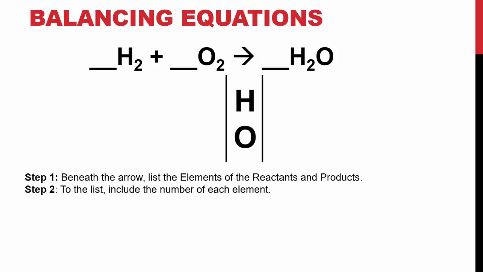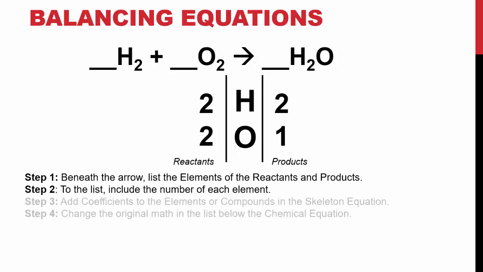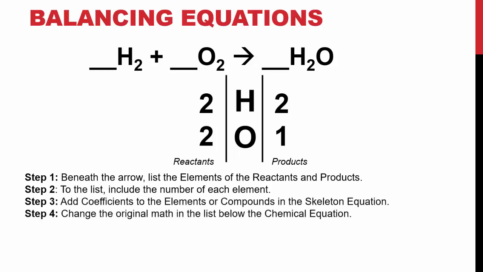To the list, I then include the number of each element for the reactants and products. I have 2 hydrogens and 2 oxygens in our reactants, so they go on the left-hand side. And I have 2 hydrogens and 1 oxygen, they go on the right-hand side. Those are your reactants, and those again are your products. I then add coefficients to the elements or compounds in the skeleton equation above. And when I do that, I will be changing the original math in the list below the chemical equation. Make sure you do this at the same time. Do not wait until you've tried to balance out all the numbers first before changing those lists.